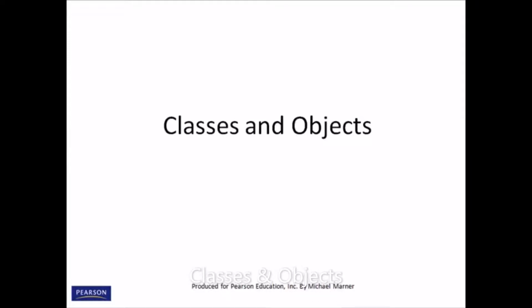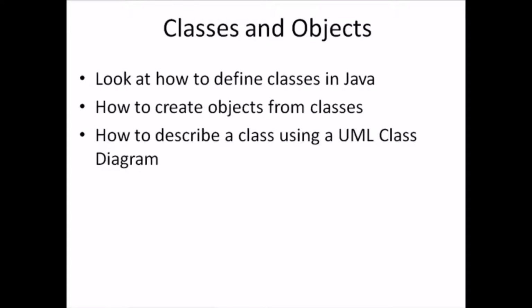Hello, in this video we're going to be looking at the relationship between classes and objects. In particular, we're going to look at how to define classes in Java, how to create objects from these classes, and how we can describe a class using a UML class diagram. To demonstrate this, we're going to think about a circle.